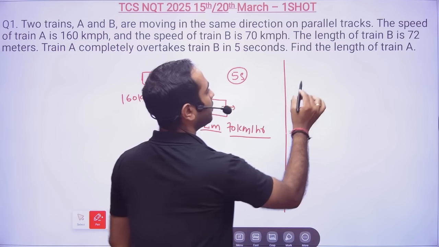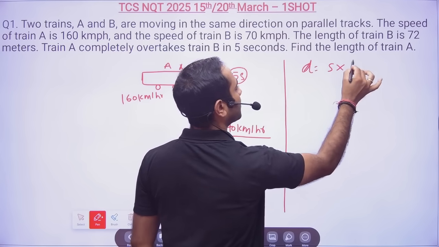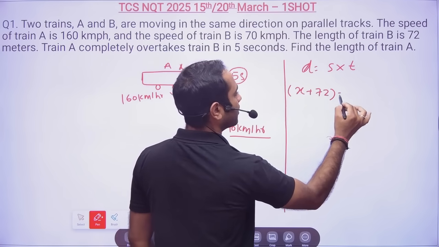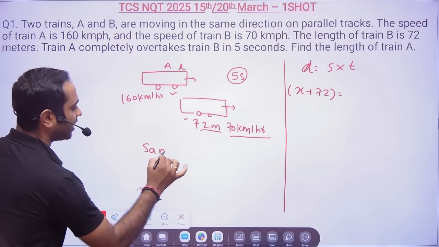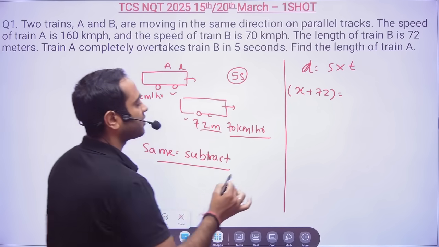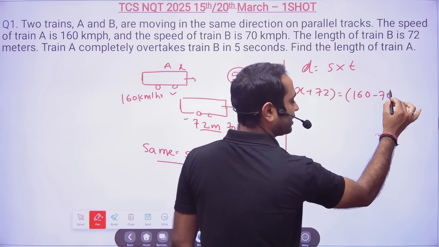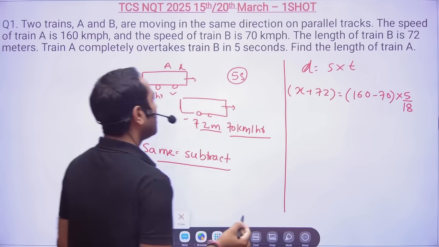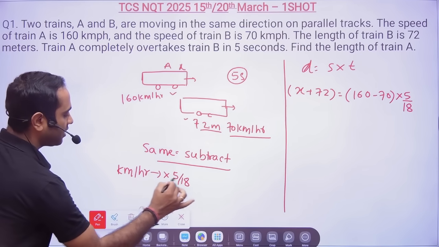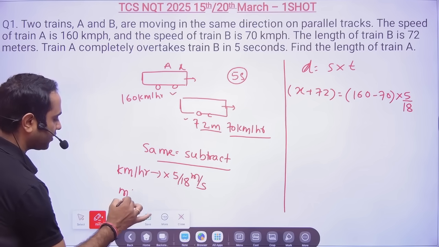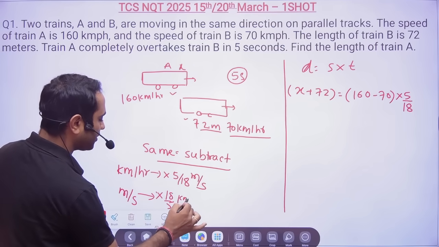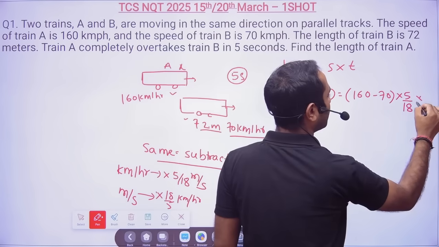Let's see. We know the formula: distance is equal to speed into time, and distance is nothing but length of train A plus length of train B. So length of train A is x, length of train B is 72. Both are moving in the same direction, so S for same and S for subtract. We need to subtract the speeds here. So 160 minus 70 will be 90 km per hour. Please multiply by 5 by 18, because if you want to convert kilometer per hour to meter per second, you need to multiply by 5 by 18. And if you want to convert meter per second into kilometer per hour, then you need to multiply by 18 by 5. It's very simple. And time is nothing but 5. This is what you have to solve.